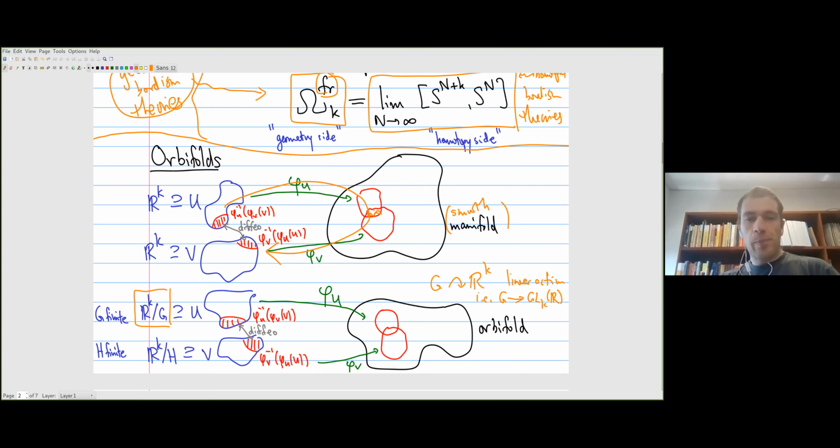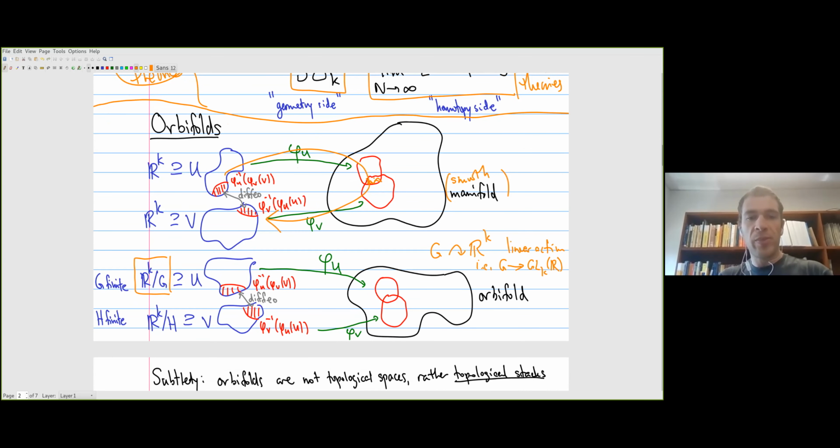So there's a subtlety, which is that an orbifold is not merely a topological space. It's a more complicated sort of object, a topological stack, and it's in that sense that you can consider things like transition maps and asking for this to be a diffeomorphism or isomorphism over the overlap.